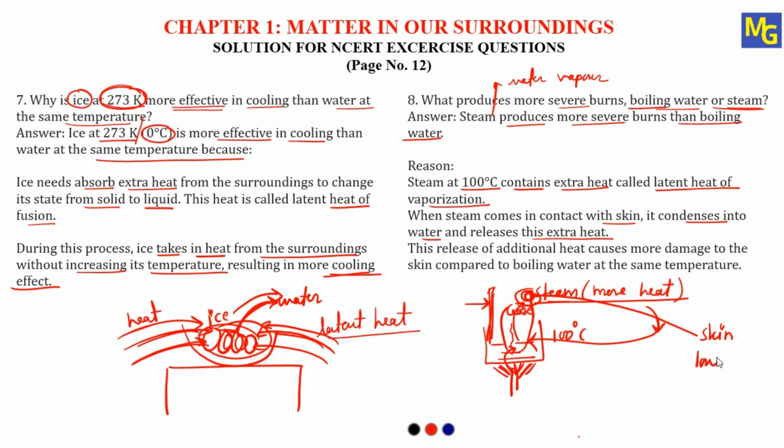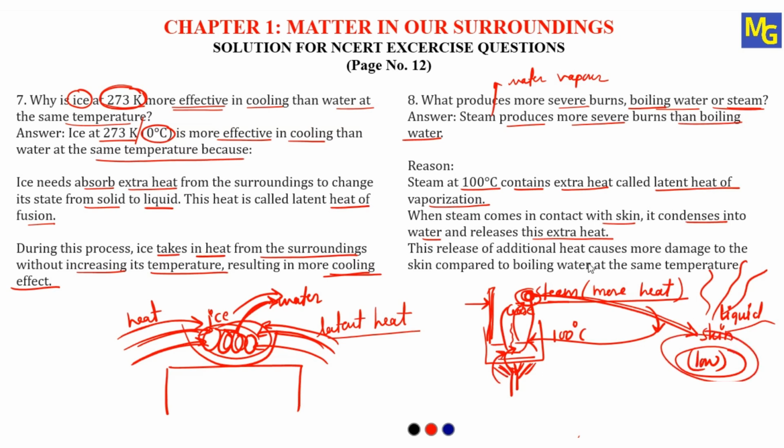Less temperature. When the steam comes in contact with the skin, because of the lower temperature, it again converts into liquid. The state changes from gaseous to liquid. And when this conversion takes place, it liberates all the heat which it has absorbed for the conversion. And this heat will be hidden inside the water vapors.